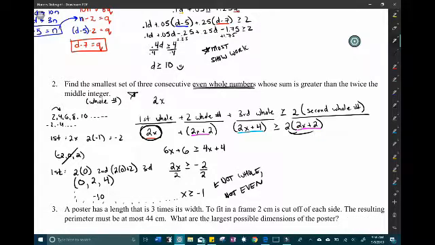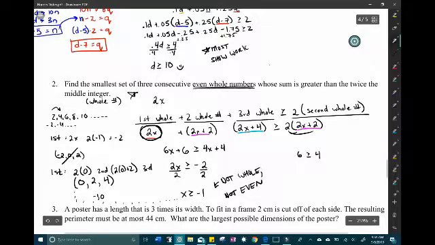What we need to do now is check to see if it works. So 0 plus 2 plus 4 is 6. And we want to know, is that greater than or equal to 2 times the middle number? Well, 2 times 2 is 4. So there are actually many other sets that this will work for, as long as x is greater than or equal to negative 1, and you go through this process to check. So that's the smallest set, 3 consecutive even whole numbers.